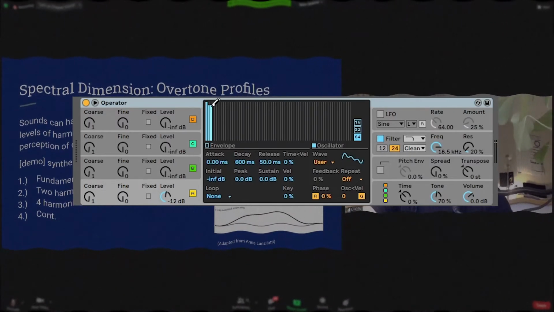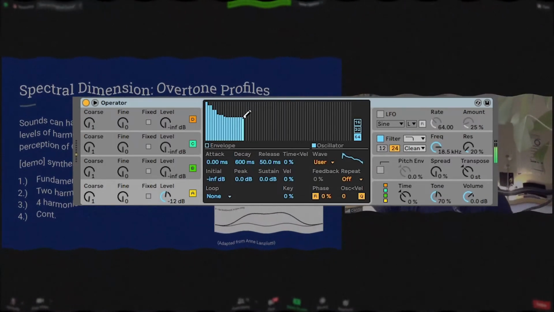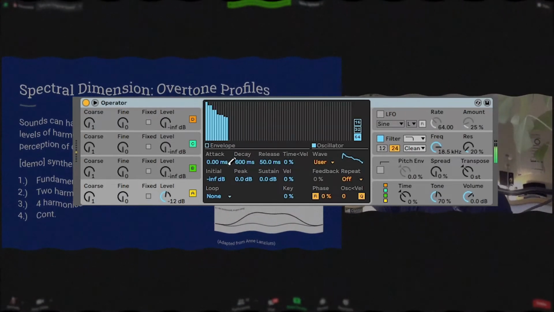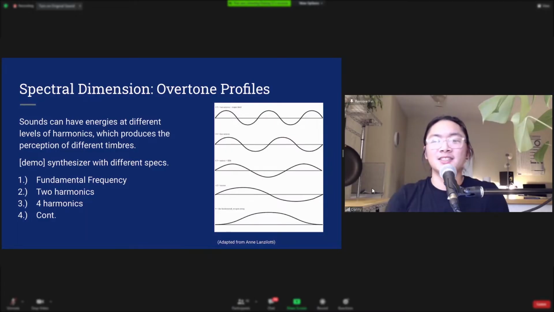As the number of harmonics increases, the sound becomes brighter. Brighter sounds have more higher frequency harmonics, while removal of these higher frequency harmonics can result in sounds that have a dull or muted character. So that's how the overtones of a sound affects the way it sounds, its timbre.